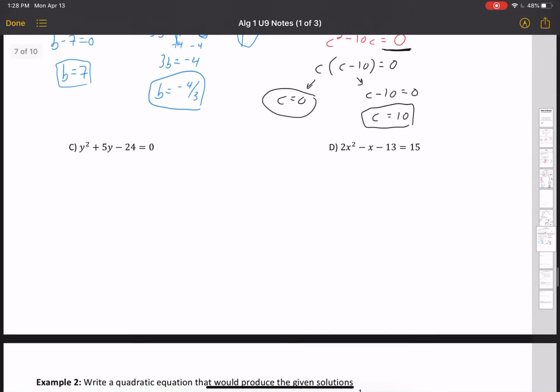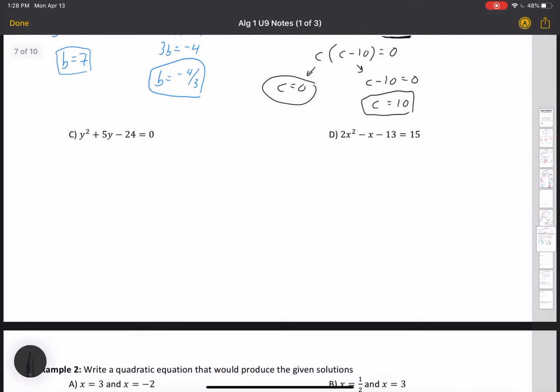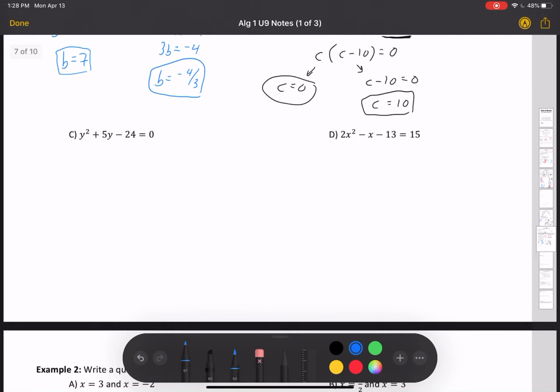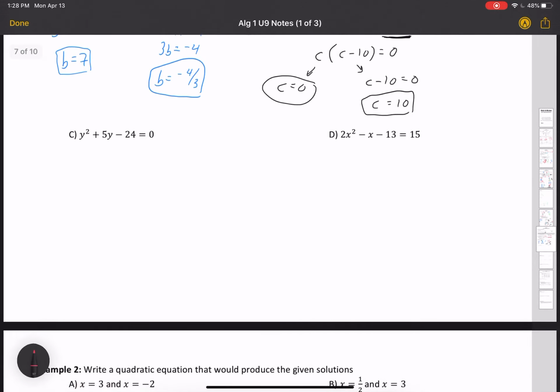y squared plus 5y minus 24. Now this one's set equal to 0, but we've got a little bit more work now because we have to factor it. So there's no GCF. The first two terms need to multiply to give me y squared, so that's going to be y and y. The last two terms need to multiply to give me 24, so we're looking at 1 and 24, 2 and 12, 4 and 6, 3 and 8.